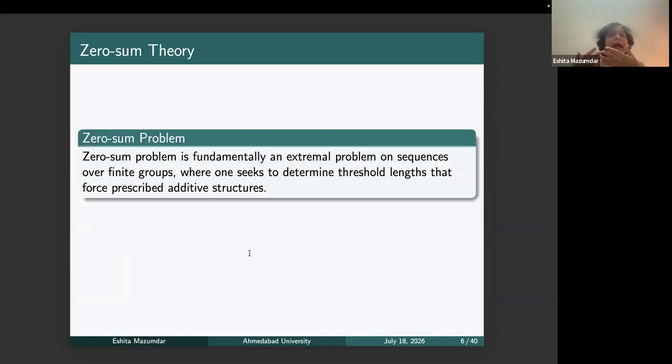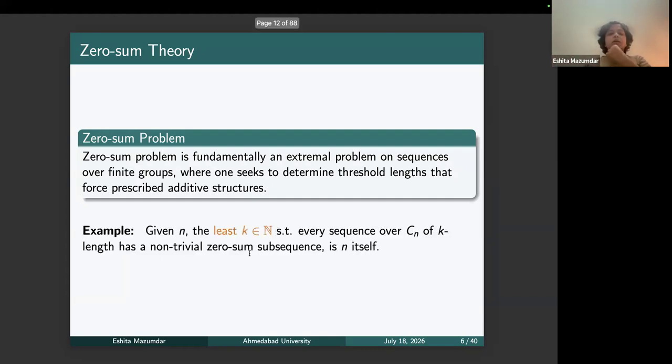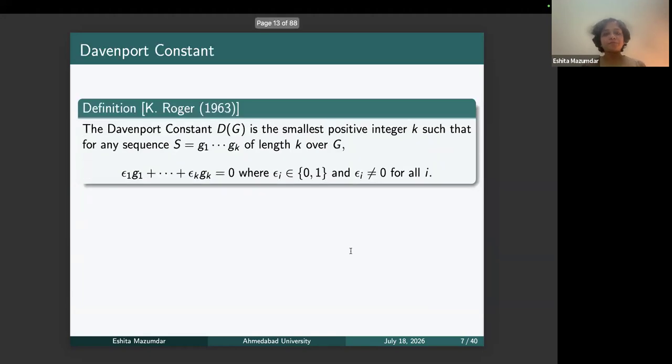So zero-sum problems are nothing but studying the conditions which ensure that a sequence has a non-trivial subsequence of some prescribed property. That prescribed property could be length or something else. For example, find the least integer corresponding to the group C_n such that every sequence of that length has a non-trivial zero-sum subsequence. That is a zero-sum problem, and we know the answer: this least integer is n. That is what we observed in our trivial observation in the first example.